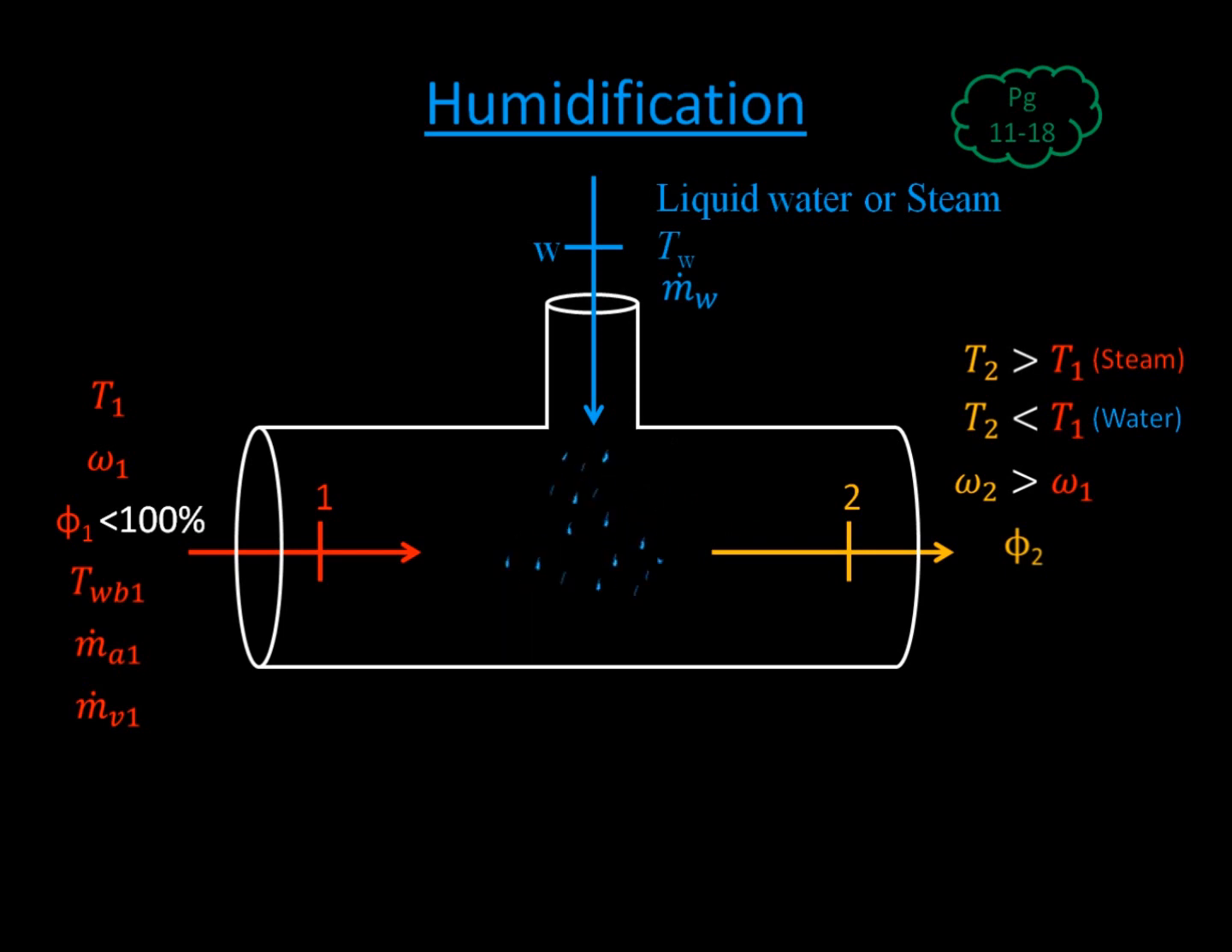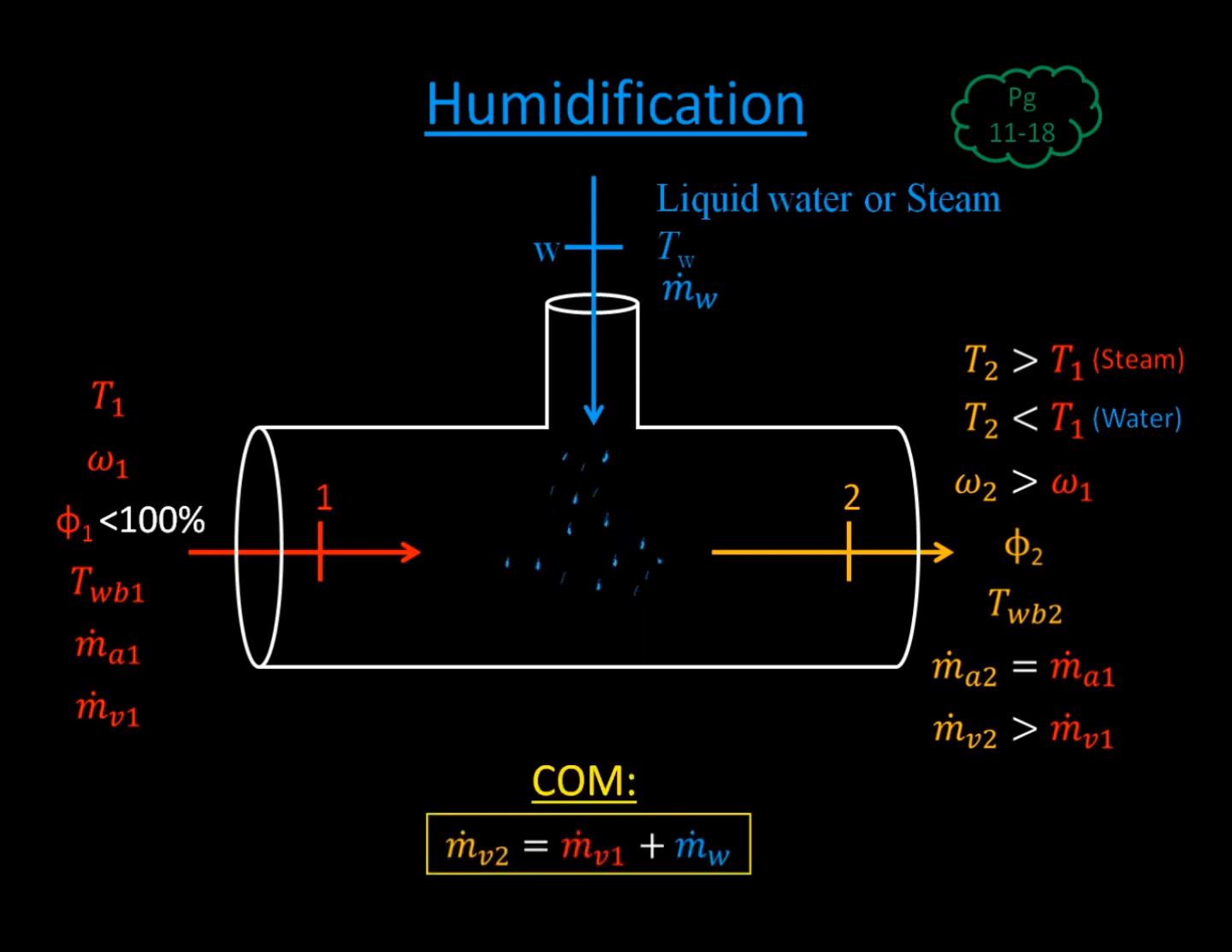My relative humidity is going to be dependent on the temperature at which it exits at state 2, and that depends on whether I'm adding steam or water. I'll show you that on a chart here in a second. My wet bulb temperature variation depends on whether I'm adding steam or water as well. But my mass flow of dry air hasn't changed. I haven't done anything to the dry air, but my mass flow of vapor, regardless of whether it's water or steam, is going to increase because I'm filling up those buckets.